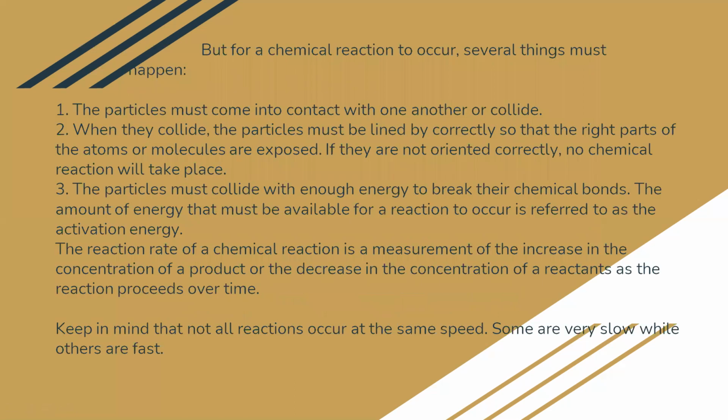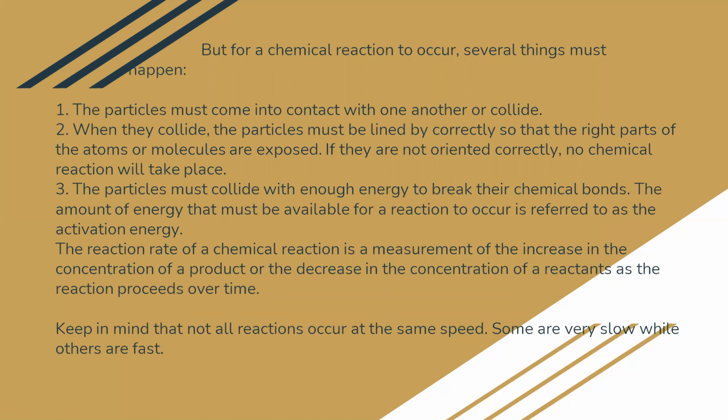But for a chemical reaction to occur, several things must happen. Number one, the particles must come into contact with one another, or collide. Two, when they collide, the particles must be lined up correctly so that the right parts of the atoms or molecules are exposed. If they are not oriented correctly, no chemical reaction will take place. Three, the particles must collide with enough energy to break their chemical bonds. The amount of energy that must be available for a reaction to occur is referred to as the activation energy.